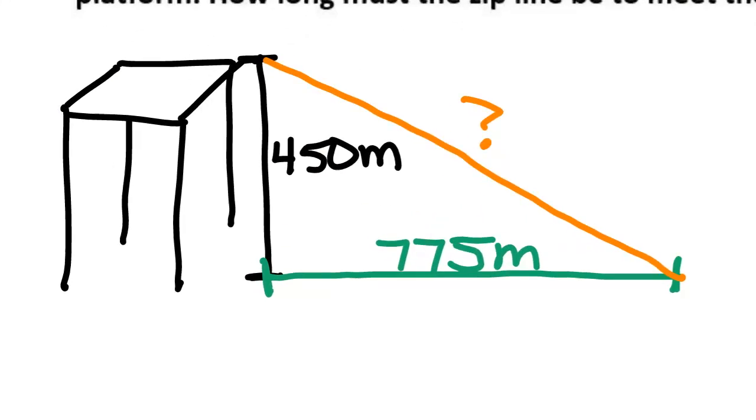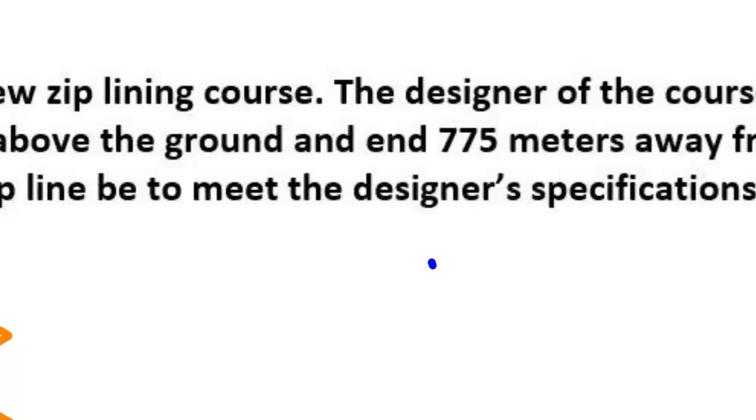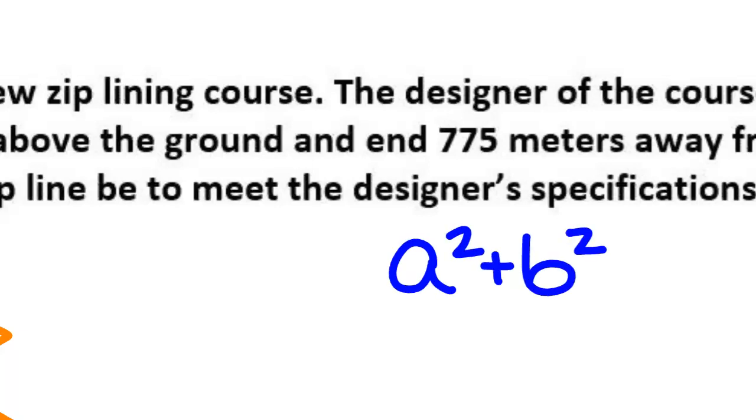The platform and the ground should be forming a right angle with each other. If the platform and the ground don't form a right angle, then the platform is leaning and I wouldn't want to be climbing up on top of it. So we have a right triangle, and we can use the Pythagorean theorem to find missing sides of right triangles.